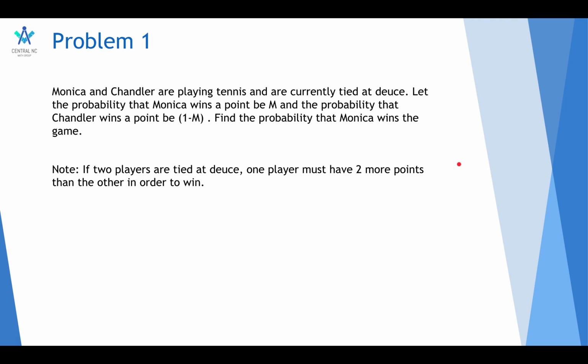Problem 1. Monica and Chandler are playing tennis and are currently tied at a deuce. Let the probability that Monica wins a point be m, and the probability that Chandler wins a point be 1 minus m. Find the probability that Monica wins the game. If two players are tied at a deuce, one player must have 2 more points than the other in order to win.